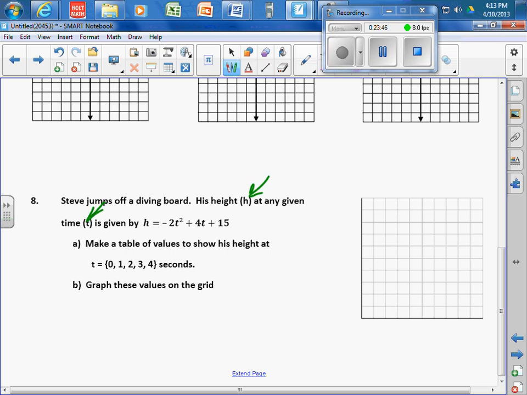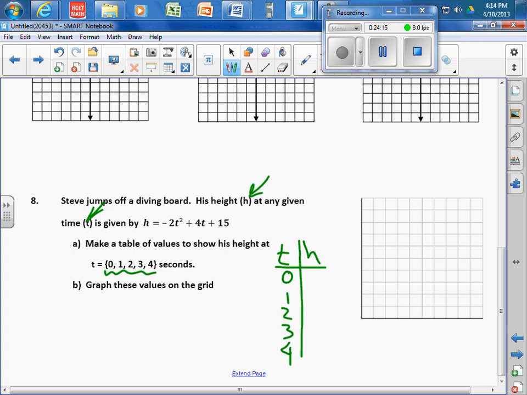And so now what we're going to do is make a table of values where t is the x and h is the y. Think about this. We had earlier y is equal to -2x squared. Well, here we're going to have h is equal to -2t squared. So the t is the x, the h is the y, and we're going to go from there. And we're going to plug in values for 0, 1, 2, 3, and 4.